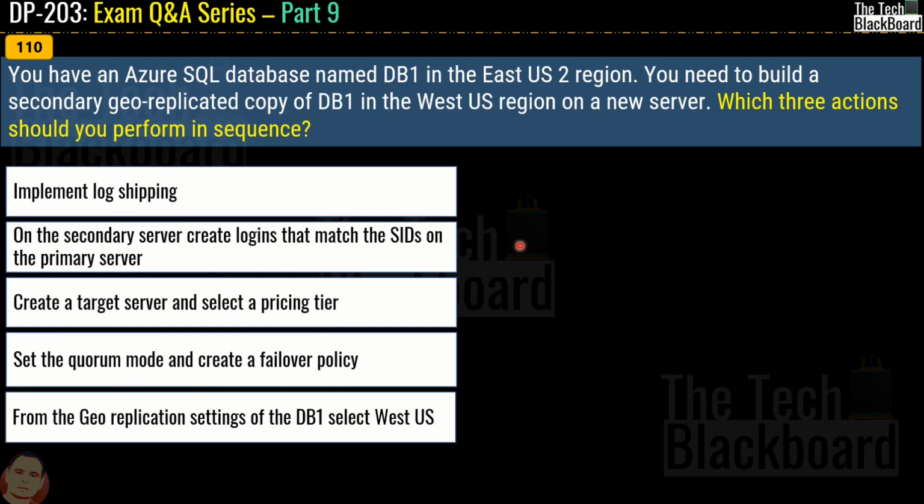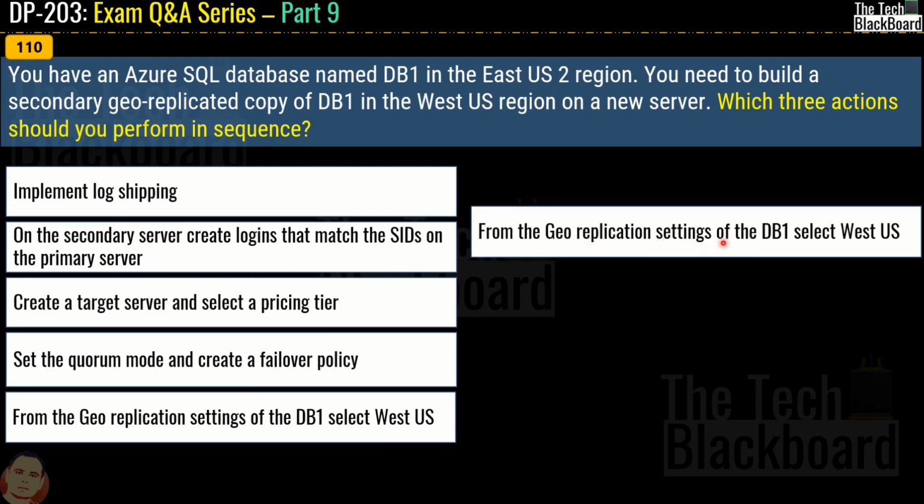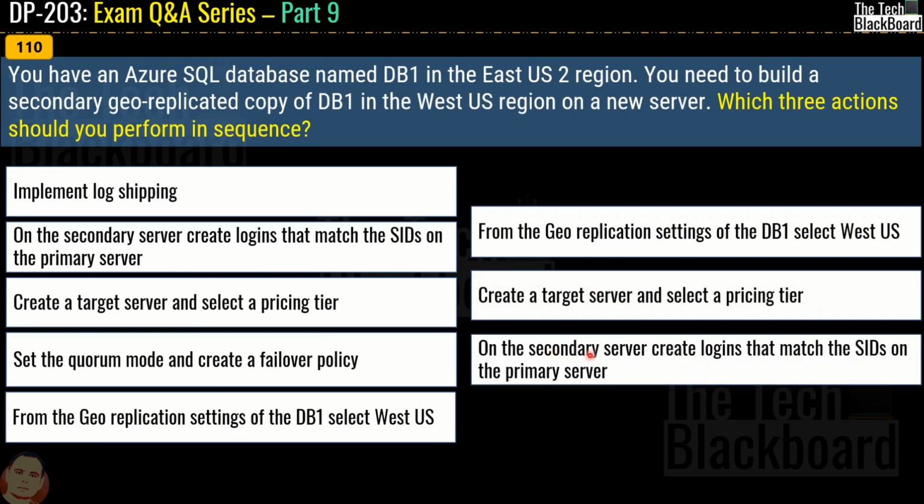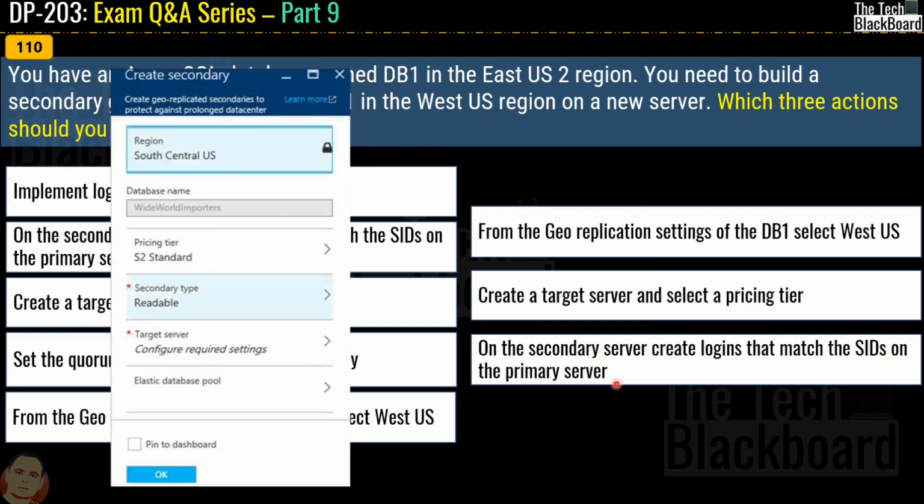So let's look at the first action. From the geo-replication settings of DB1, select West US, and then secondly, you have to create a target server and select pricing tier. And then the third action would be that on the secondary server, create logins that match SIDs on the primary server. A quick snapshot for your reference. Whenever you perform these steps, this is how it's going to look.